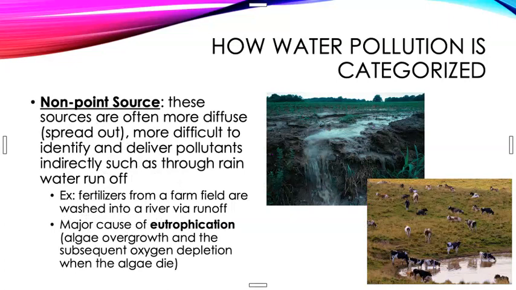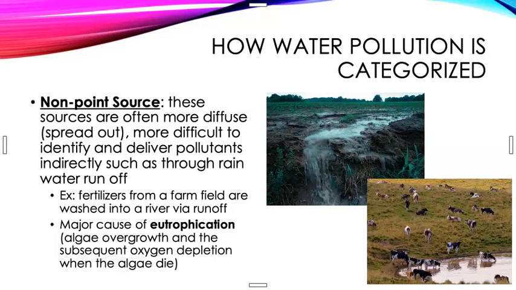Our other type of water pollution is a non-point source type of pollution, and with these the pollution is going to be more diffuse or more spread out in a location, and it makes it very difficult to actually identify directly what the source is. So there's no pipe there that says, hey, pollution is coming out of here into this waterway. So with non-point source pollution, we often have runoff affecting the health of the waterway nearby.